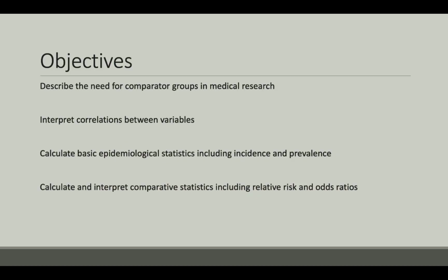By the end of this lecture, you should be able to describe the need for comparator groups in medical research, interpret correlations between variables, calculate basic epidemiological statistics, including incidence and prevalence, and calculate and interpret comparative statistics, including relative risk and odds ratio.